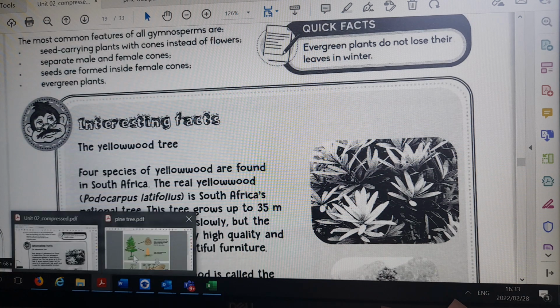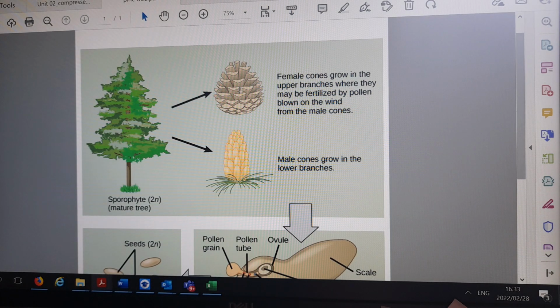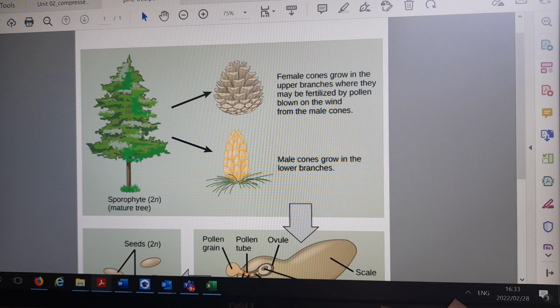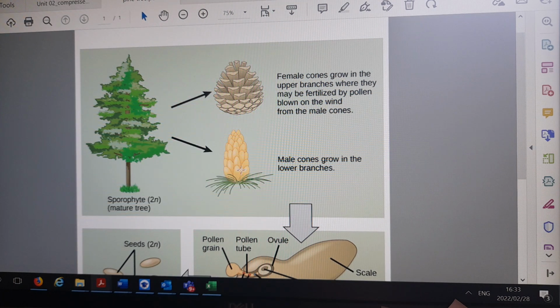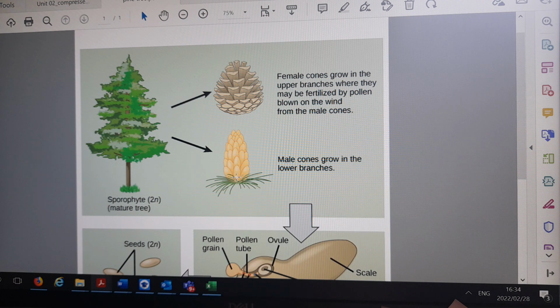I hope I have it. Yes, I have the diagram here. Now we look at this, the pine tree. The thinner, longer ones are the male cones, and they carry the pollen. We call them the pollen sacs, S-A-C-S. Sac as in a bag.